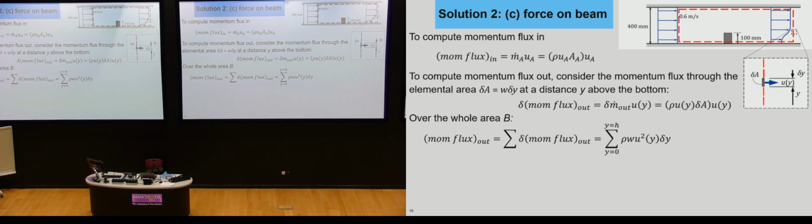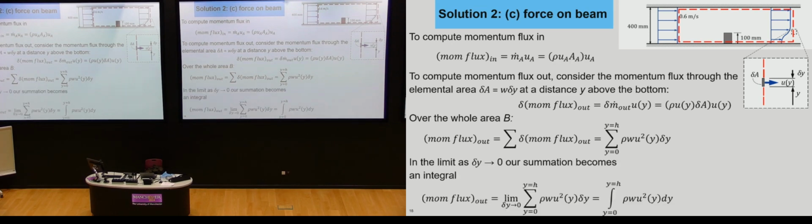Exactly. Could we take the mass flow rate value from earlier and multiply it by u? No, that's not how it works. You can't, because u is varying. That's the difficult part of the question. So it's a good point. You can't just take your answer from part A and multiply it by your total velocity across B. You have to do it this way. So our summation, as delta y goes smaller and smaller, becomes an integral.